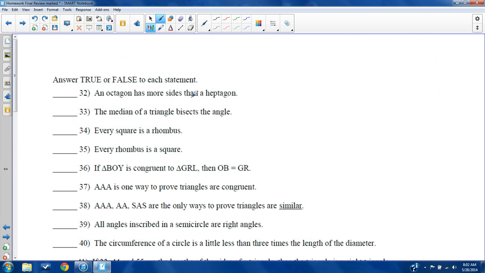Okay, true, false. An octagon has more sides than a heptagon. Octagon has 8 sides, heptagon has 7. That is true. Let's see how fast I can get through these.